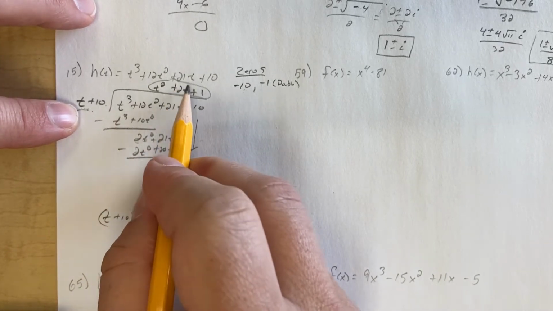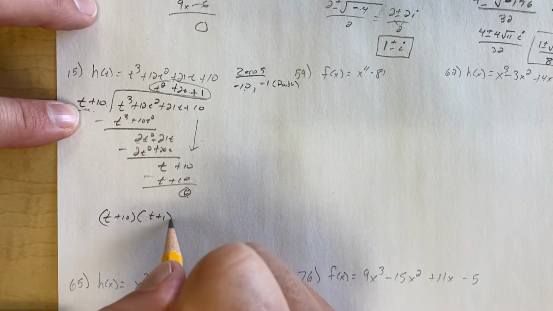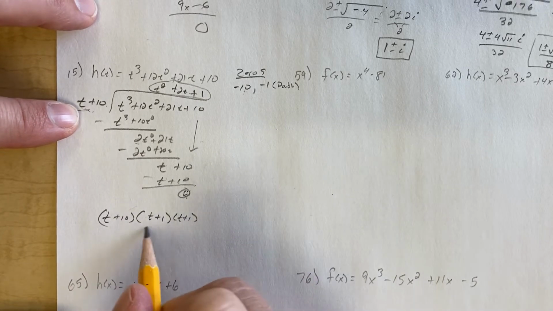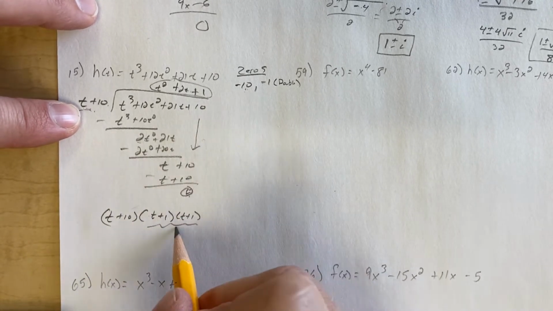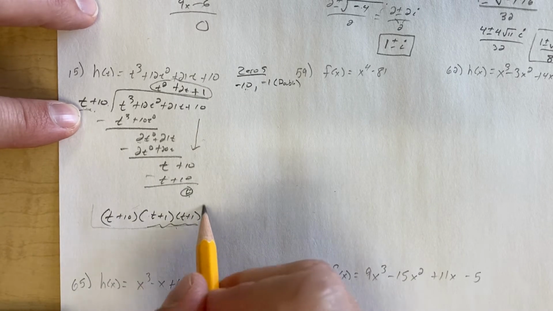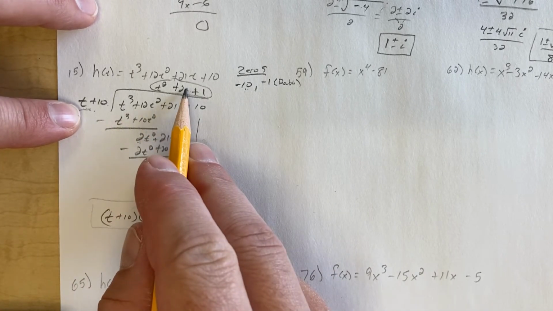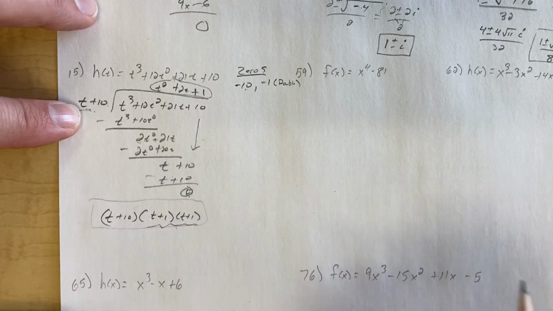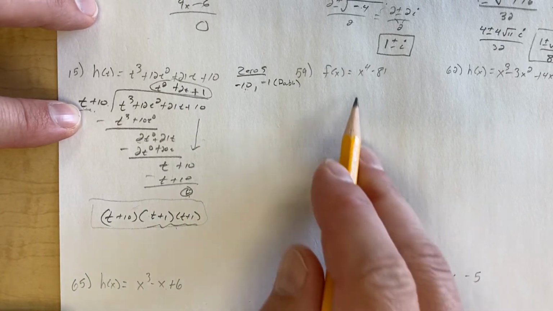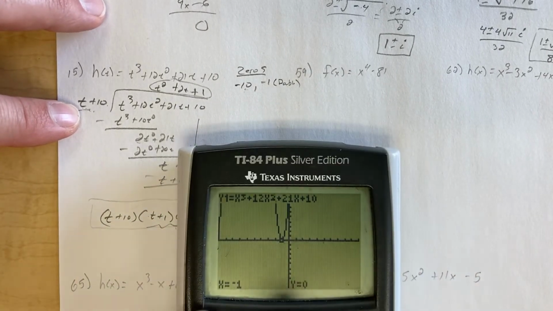Well, if you factor that, you get t plus 1, t plus 1. There's your double root of negative 1, right? So there's our confirmation. We divided this, got there, and then we were able to kind of keep going with that as is. All right, 59.